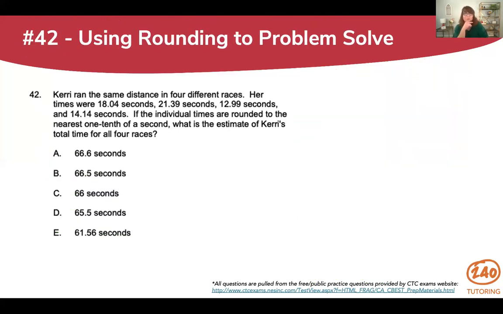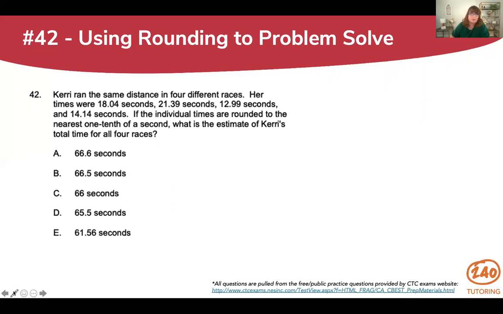Using rounding to problem solve. I'm gonna check and see if we have any questions. No, nothing so far. It says Carrie ran the same distance in 4 different races. Her times were 18.04 seconds, 21.39 seconds, 12.99 seconds, and 14.14 seconds. If the individual times are rounded to the nearest 1/10 of a second, what is the estimate of Carrie's total time for all 4 races?